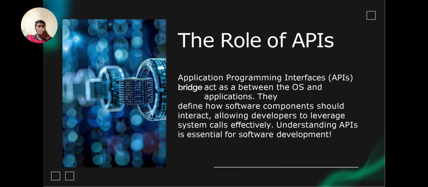Looking at the role of APIs, the application programming interface. These are the interactions between the user and the OS. The first platform which helps in the interaction is application programming interfaces. APIs act as a bridge between the user and the applications. They define how software components should interact, allowing developers to leverage system calls effectively. Understanding APIs is essential for software development.